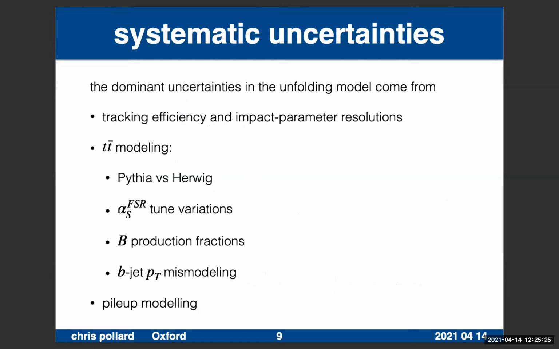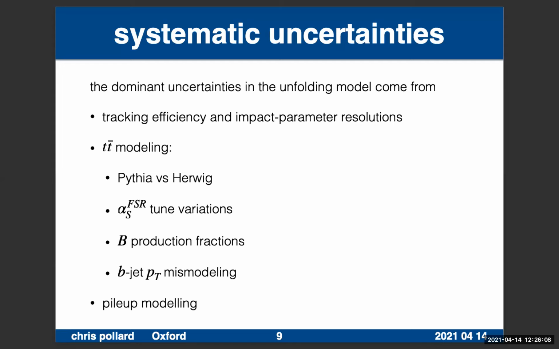Okay, so let's talk about systematic uncertainties before I get to the final results. Basically, the biggest uncertainties come from tracking efficiency and impact parameter resolutions in the inner tracker of ATLAS. We also have some rather large uncertainties coming from differences between different models of tt-bar production and decay at the LHC. So we take Pythia versus recent versions of Pythia and Herwig, and the difference between those two tends to be quite large, actually. We vary alpha S in the parton shower, which has an impact on the measurements. The b-hadron production fractions uncertainty also impacts the unfolded measurement.